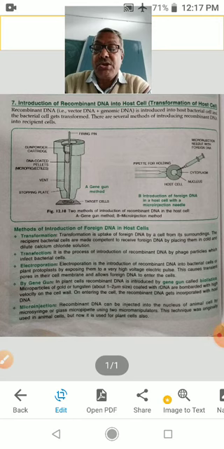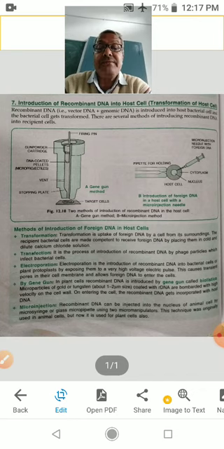Children, now I am going to teach you transformation and introduction of recombinant DNA into host cell. Children, you have to know what is transformation.